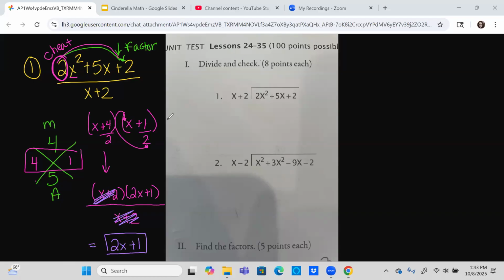We could also do this with synthetic division. I'm not going to do that right now. If you need a video on synthetic division, I have one. Definitely would be in the pre-calc playlist.